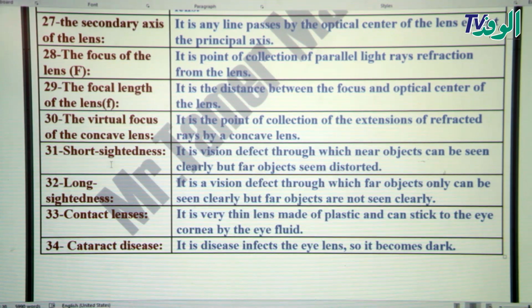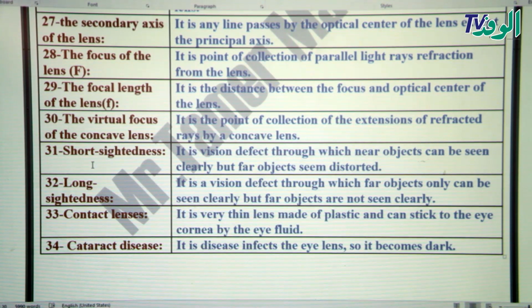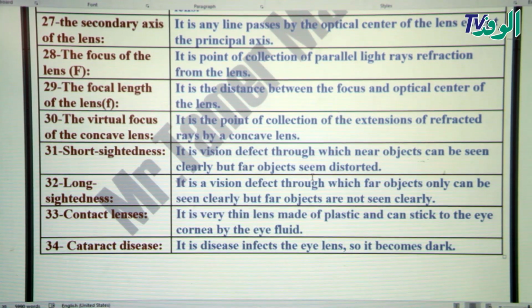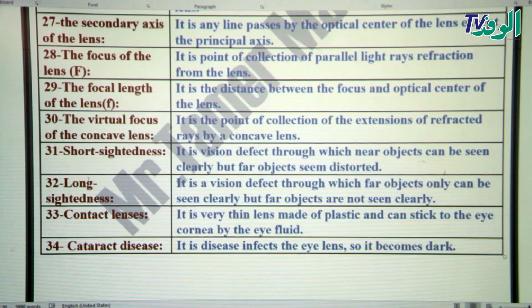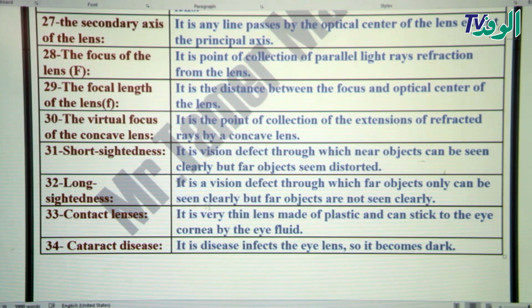What's meant by the short-sightedness? Do you remember? Yes, it was a vision defect. It is the vision defect through which near objects can be seen clearly but far objects seem distorted. While the long-sightedness is the vision defect through which far objects only can be seen clearly but near objects are not seen clearly or seen distorted.